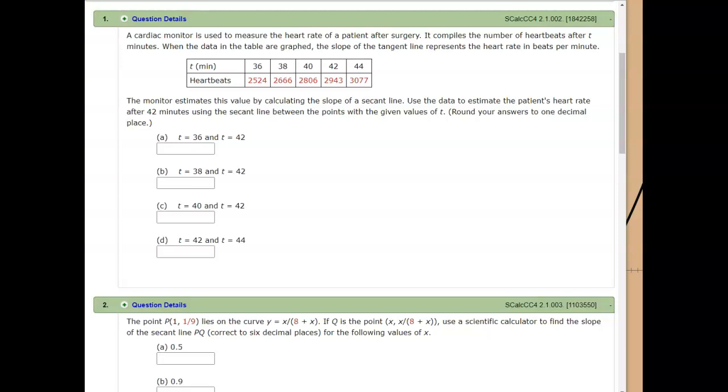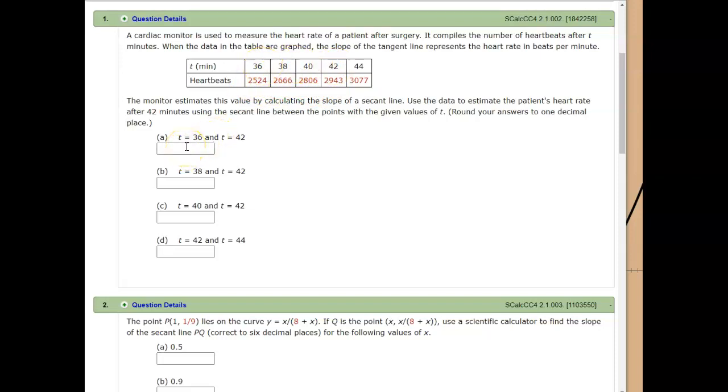All of the exercises in WebAssign for this section are about getting the secant line slopes. So we're going to calculate some secant line slopes. Now, to do slopes, for each one of these 4, we'd have to do an equation of the slope, which is the y2 minus y1. So for this one, for 42 and 36, we'd have to do 2943 minus 24 over 42 minus 36. So that'll get a slope.